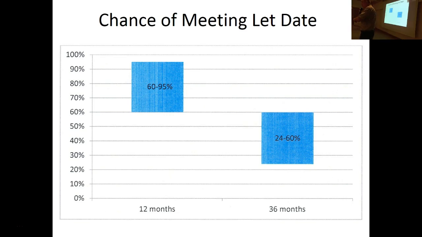So it's much better, but there are still things that could happen even a year before the let date that could derail the project. So what I'm going to do is show you some of the factors that can impact the planning and design stage, that can derail a project and not allow it to make its let date.